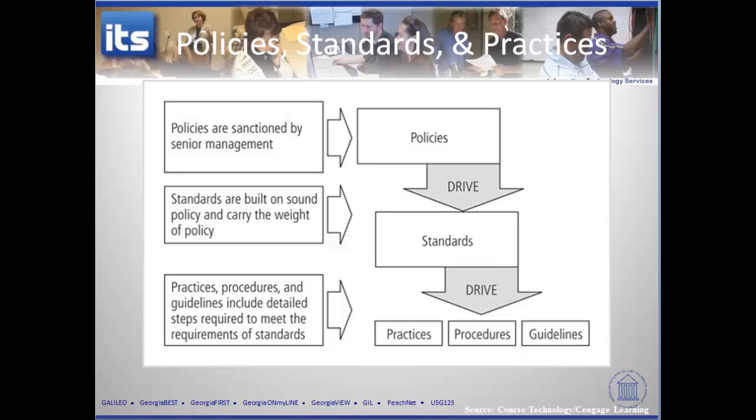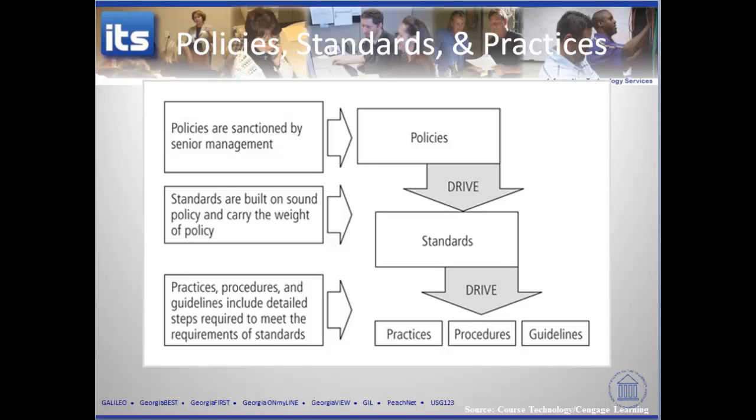All right, so let's look at this a slightly different way. Policies are going to be sanctioned by senior management. Standards are built on top of that and carry the weight of policy, and then these practices, procedures, and guidelines are detailed steps to meet these. Now, if you look within the University System of Georgia, the Board of Regents is the only group that can establish policy.